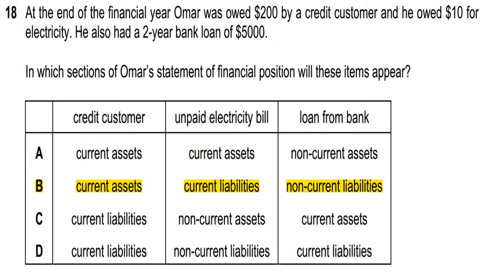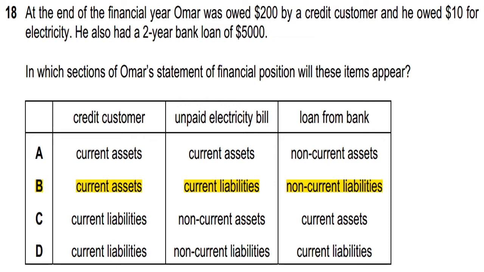And 18 number is, at the end of financial year, Umar was owed $200 by a credit customer and he owed $10 for electricity. He also had a 2 years bank loan of $5,000. In which section of Umar's statement of financial position will these items appear? And there are four options: A, B, C and D.